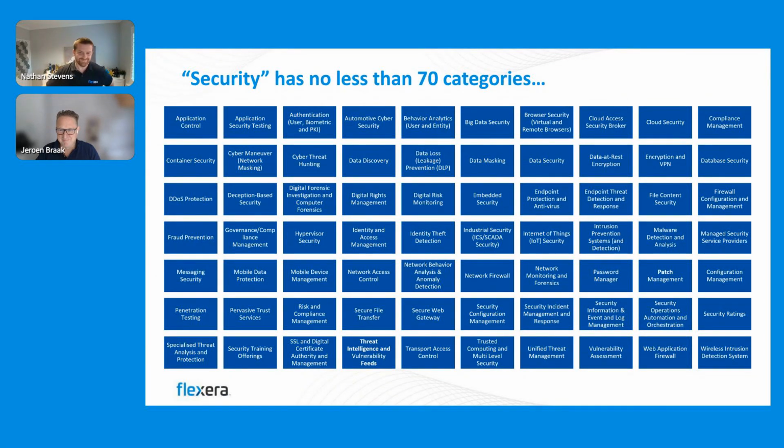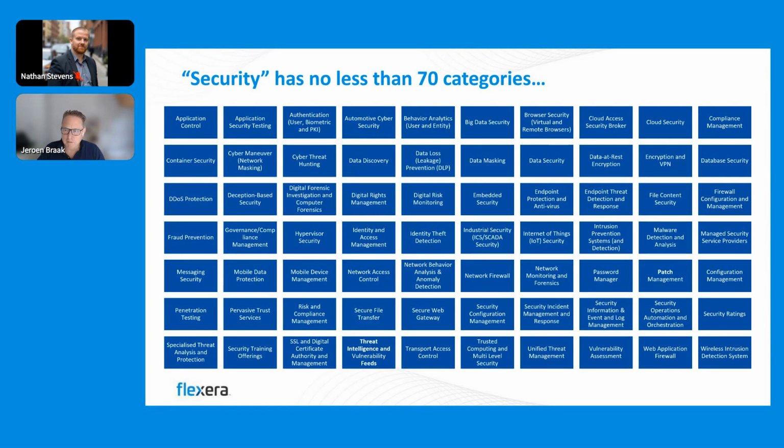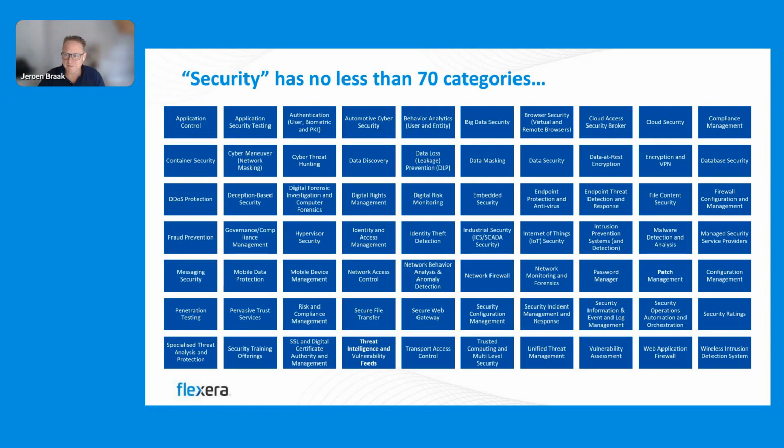Yeah, thanks, Nathan. So hi, everyone. Let's talk about security. First, security has no less than 70 categories, and each category needs specialists, budgets, solutions, and they're all equally important to everyone involved.